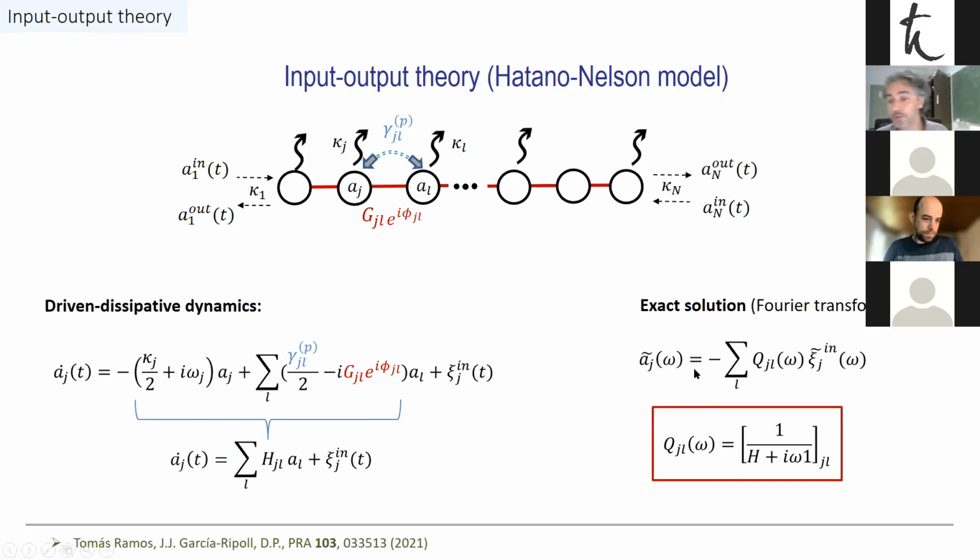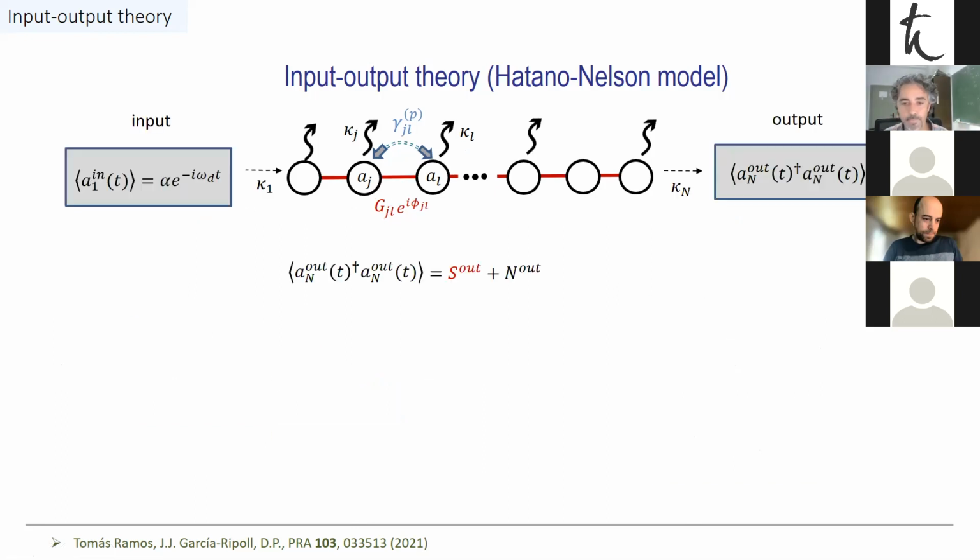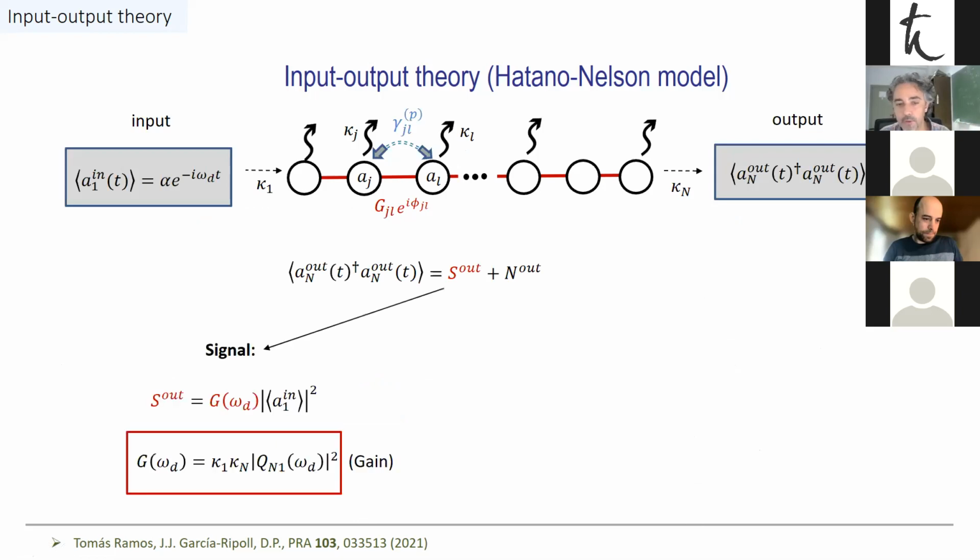Basically, in input-output theory, what we would do is go to Fourier space. Instead of working in time, we prefer to work in frequencies. And the expression for operators in terms of input fields is going to depend on the inverse of the coupling matrix. So we have this sort of Green function Q, which is the inverse of H plus iω. This formalism allows me to calculate everything.